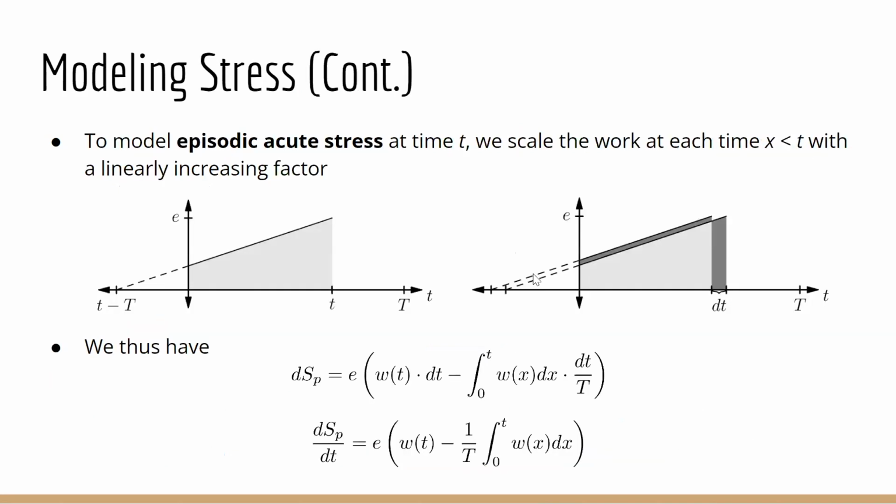And then to model episodic acute stress, we take the sum of all the work done at certain times, except we also multiply it by a scale factor, as shown by the diagram here, that decreases linearly as we go further back in time. And from the second diagram on the right, we obtain the following equation for the derivative of the episodic acute stress.